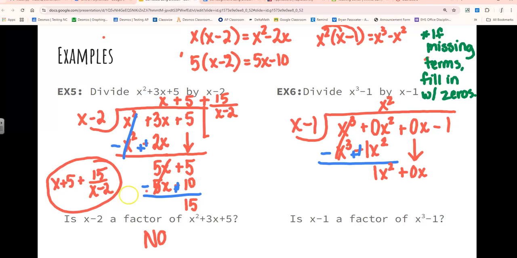Okay? So I got to start the process over again. What times x would give me x squared? Just an x. So I'm going to put a plus x right here. That means I'm doing x times x minus 1. And so I would distribute here, and I would get x squared minus x. So that's going to go here, x squared minus x.